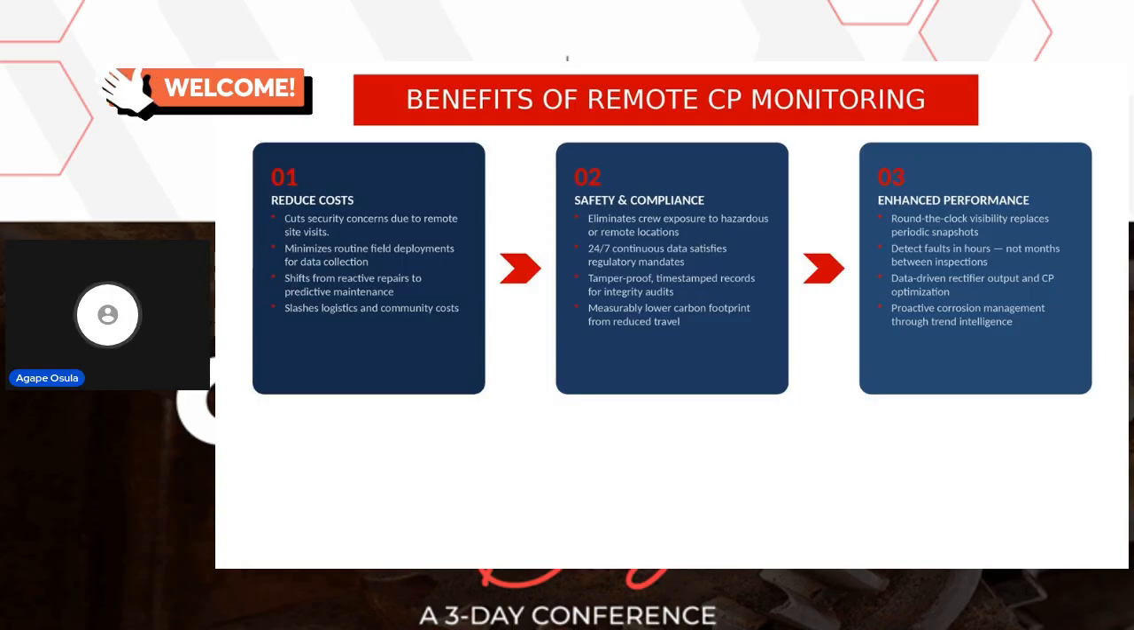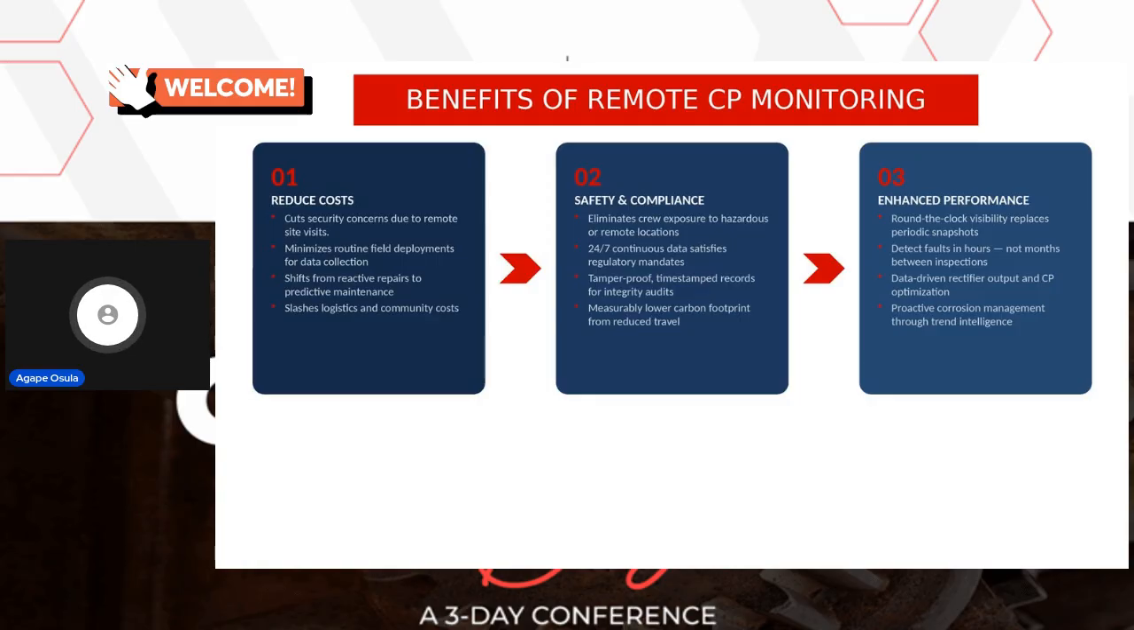Okay, of course, safety and compliance. We have 24/7 monitoring. You eliminate crew exposure to hazardous or remote locations. Very important. Tamper-proof records are very clear, integrity-wise. You can do integrity audits. You know exactly what's happening in your line, and then you can take actions as quickly as possible. Very important also is that you have measurably lower carbon footprints from reduced travel. This is also very important.